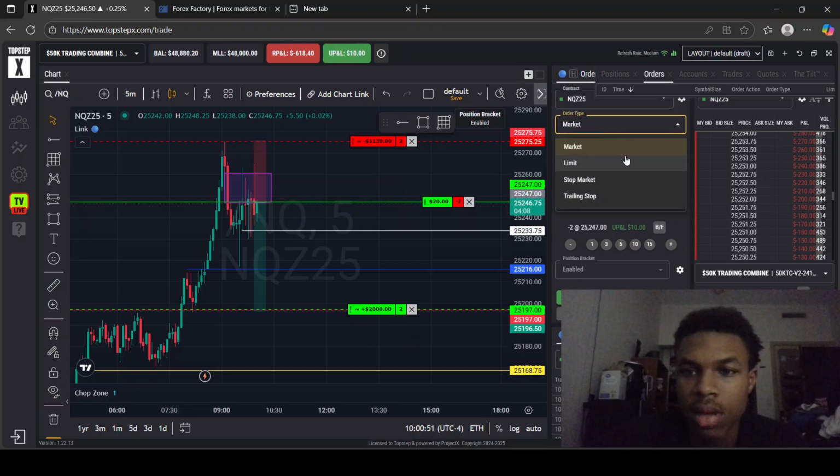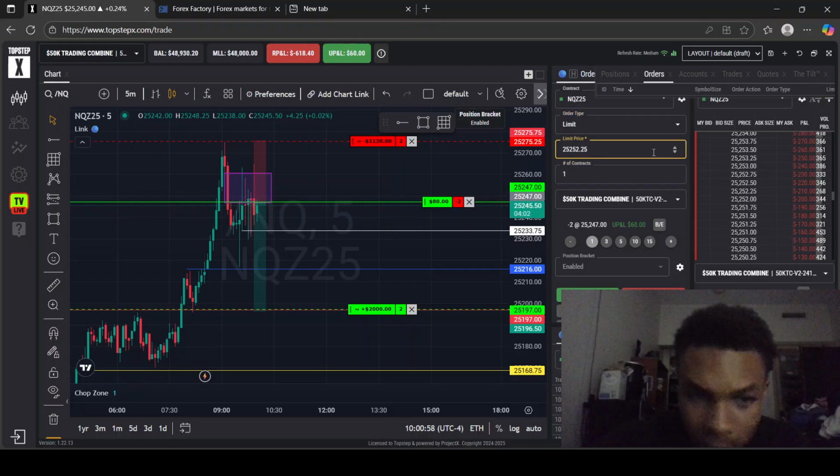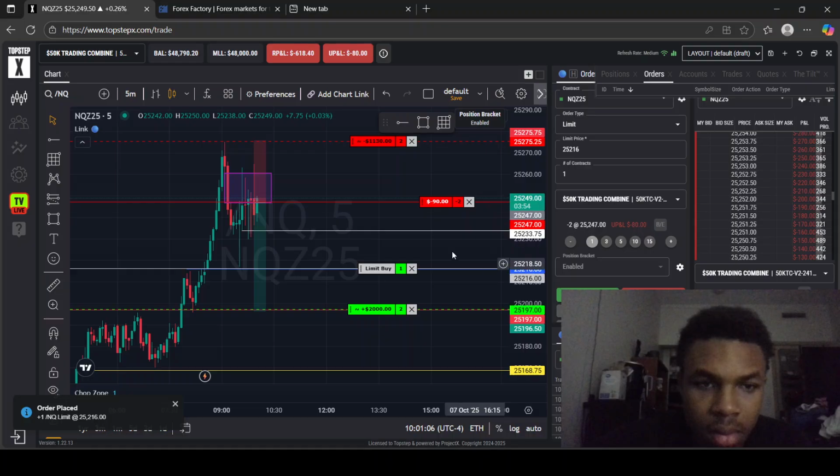Honestly, because of how choppy this is looking, I'm literally just gonna sell half of my position at London high, if we even get to that point. 526 is when I buy, so I just sell half my position there.